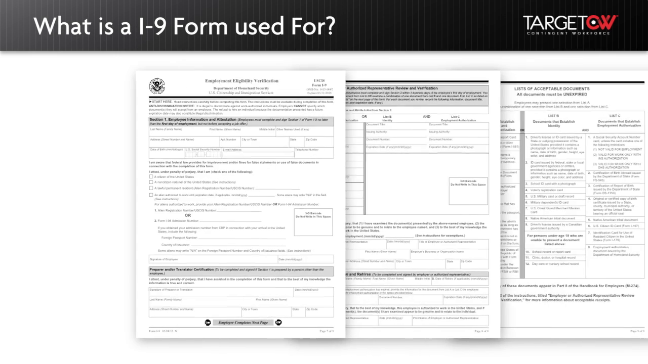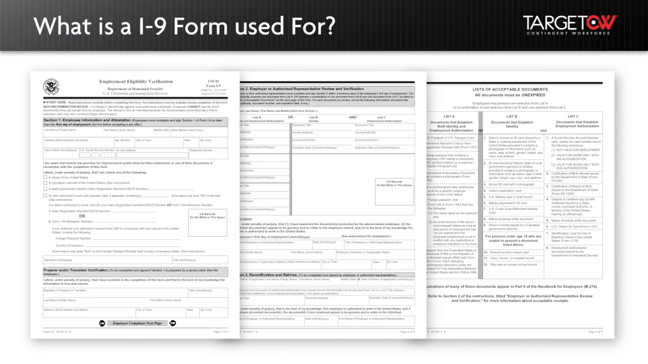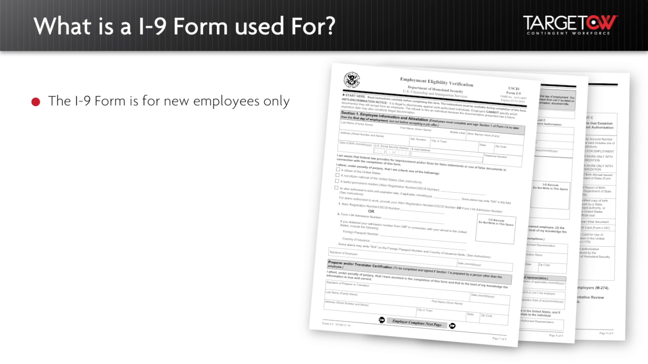The I-9 form is used for verifying the identity and employment authorization of people hired for employment in the United States. As an employer, you must complete this form each time a person is hired to perform labor in the U.S. in exchange for wages. This includes citizens and non-citizens. The I-9 form is for new employees only, not existing employees.